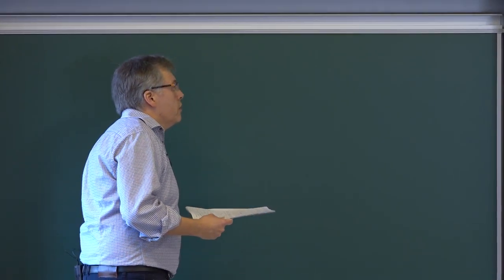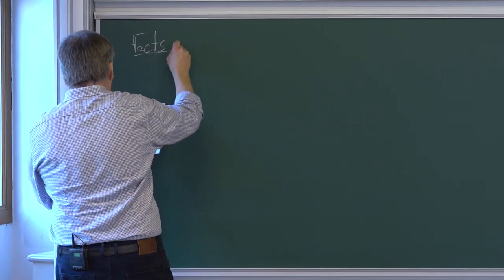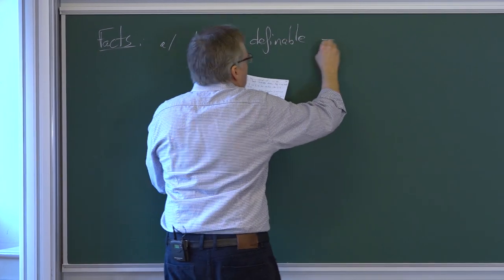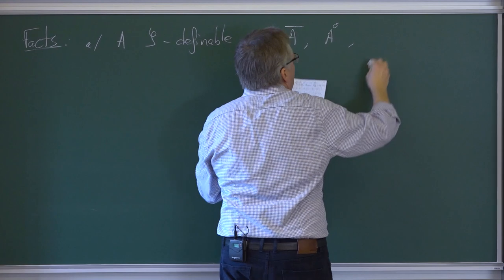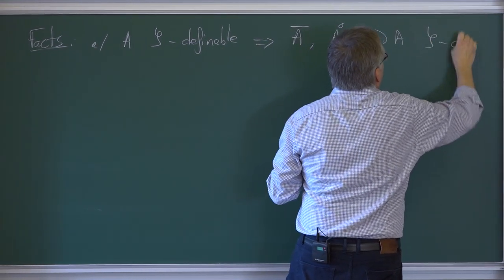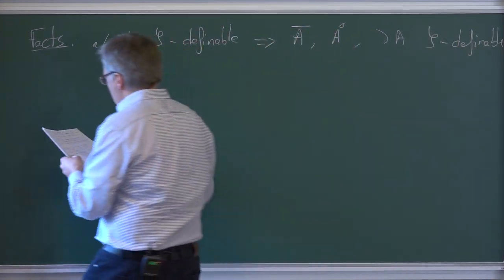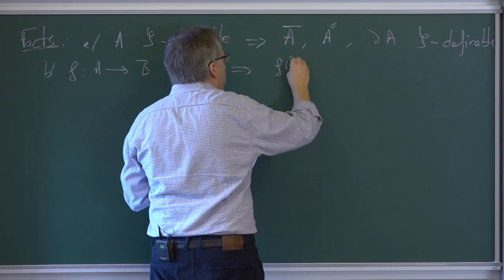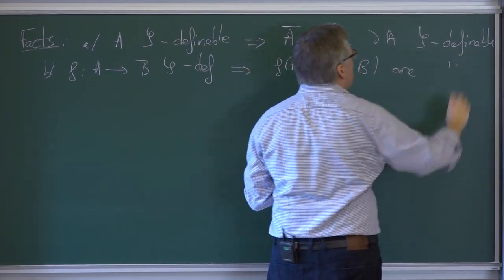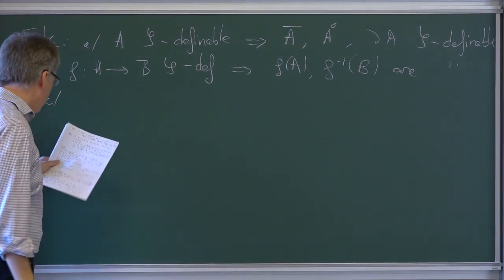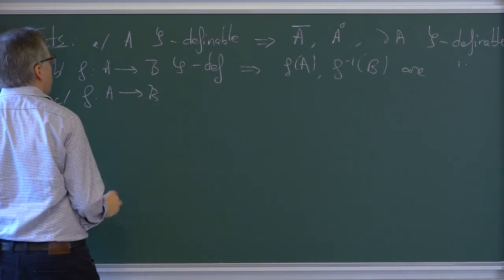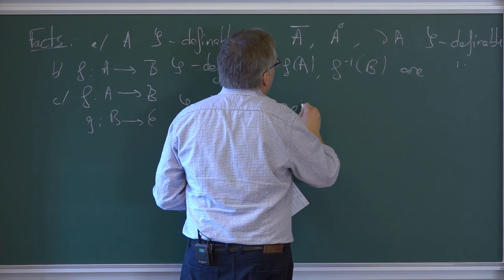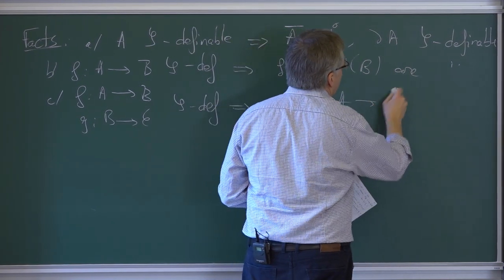So just to make a few comments about the structures, you have a few facts that are easily provable. First, if A is S definable for S some structure, then automatically the closure, the interior, and also the boundary are definable. B is that if you have f from A to B S definable, then f of A and f minus 1 of B are S definable. And C is that S definable maps can be composed. So if you have f from A to B and g from B to C S definable, then g composed with f, from A to C, is S definable.